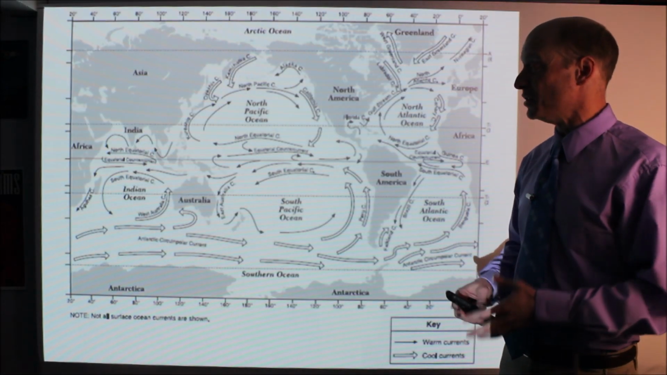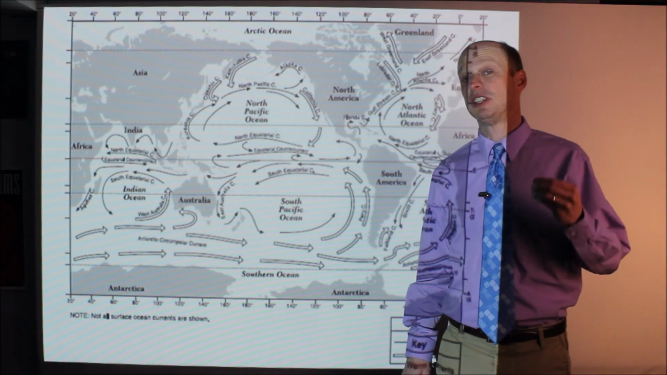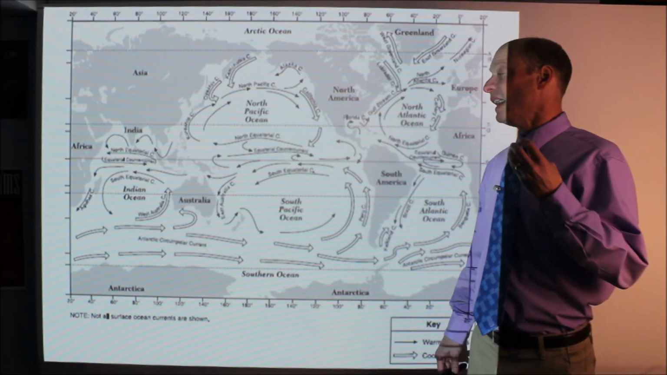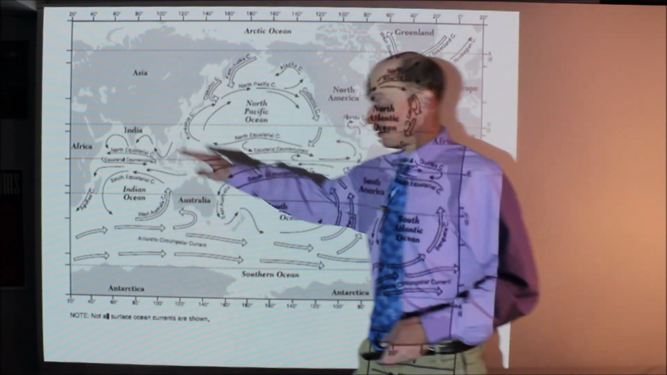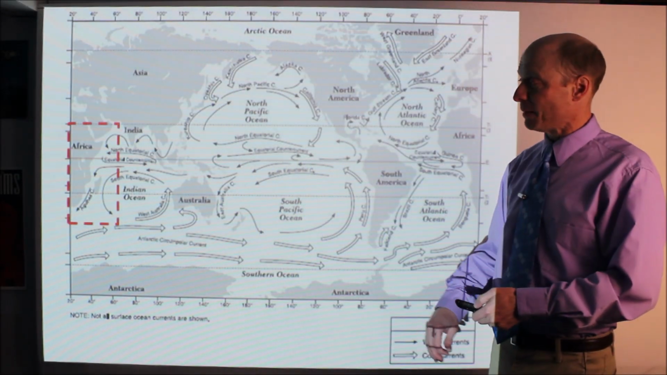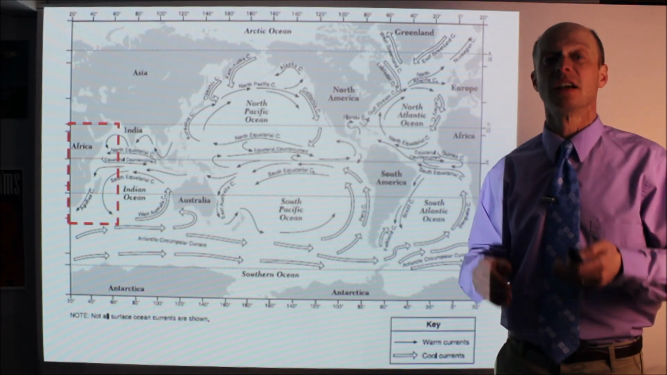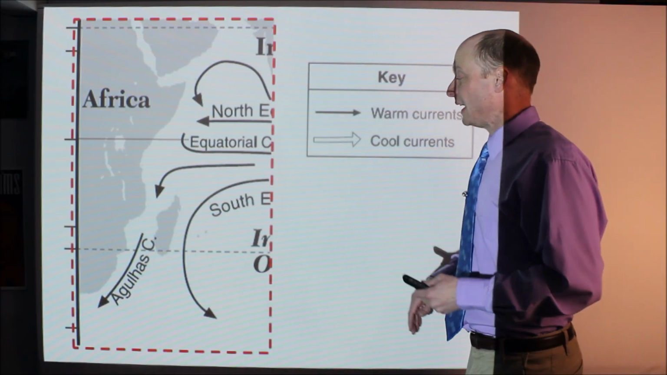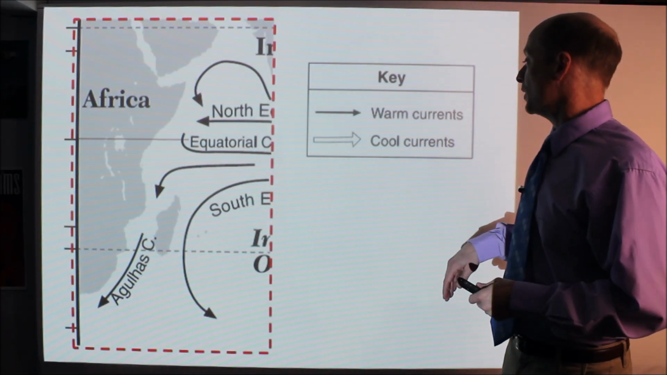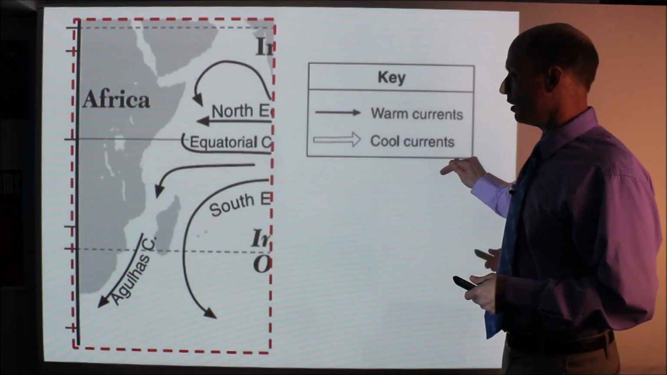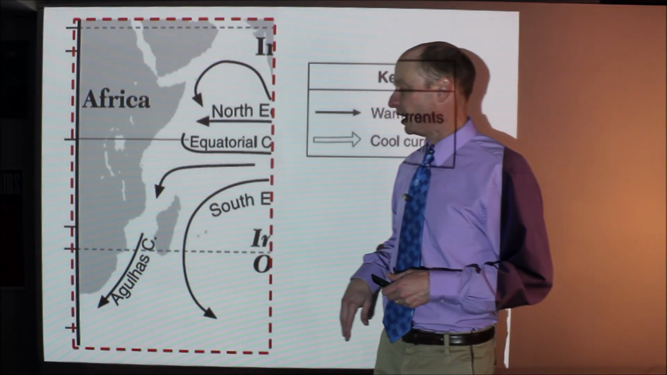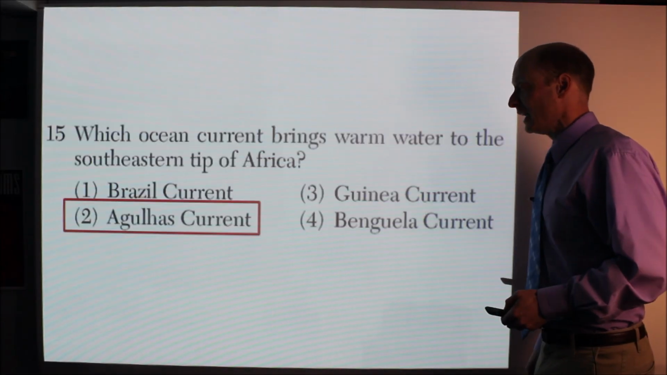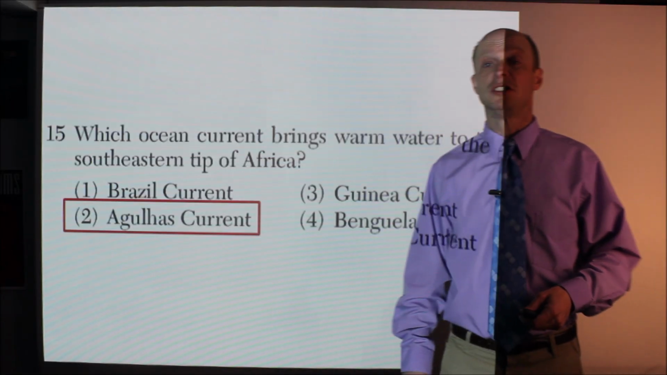Now what you need to do is you need to find the southeastern tip of Africa. It involves your knowledge of geography and or just looking around, but you're going to find it over here. Okay, I have it in that box. Let's zoom into that box because that is where you're going to need to look. So we zoom in here and it's talking about what's going to bring warm ocean currents to the southeastern tip of Africa. That's the answer right there. The Agulhas current, which you'll see is answer number 2.